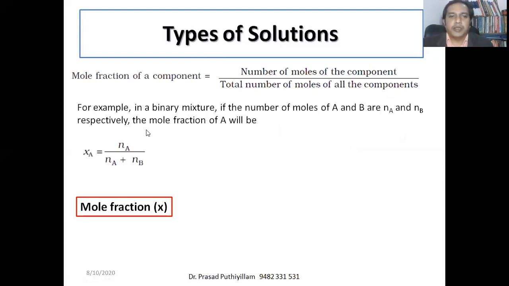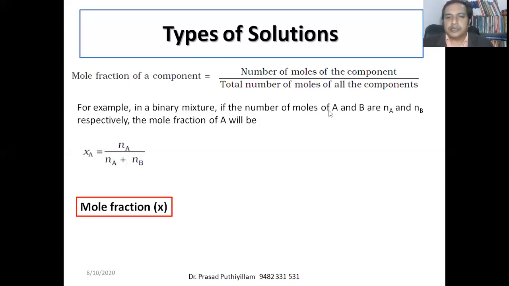For example, in a binary mixture, meaning two components, one acts as solute and the other acts as solvent. Since only two are present, we call it a binary mixture. Say a mixture of two components A and B. Either A acts as a solvent or solute, and B acts as solvent or solute.